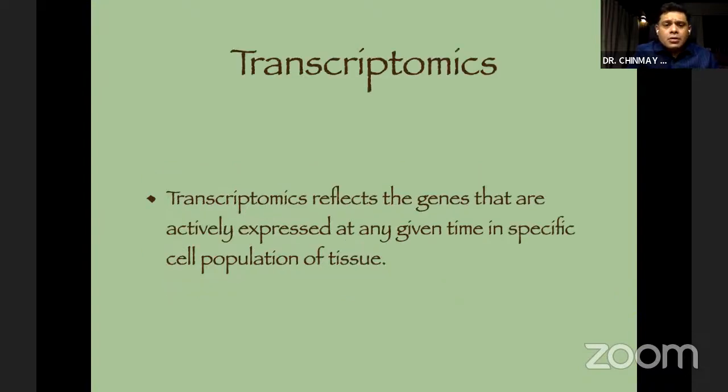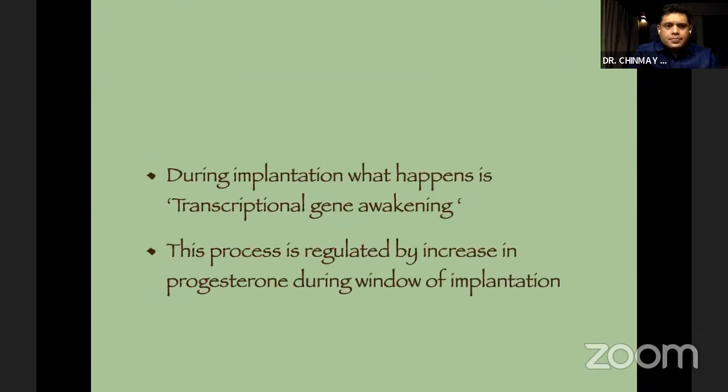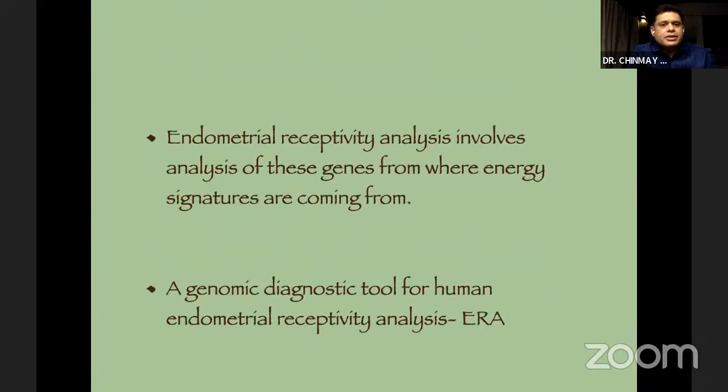Now, let's understand this endometrial receptivity. Endometrial receptivity analysis basically involves analysing where the energy signatures are coming from. It is a tool which is actually picking up those signatures of the genes. So what they are doing is trying to find out whether this endometrial sample matches the endometrial signatures which it should have after adding the progesterone. Here there is no talk about endometrial thickness. We are only talking about endometrial receptivity.